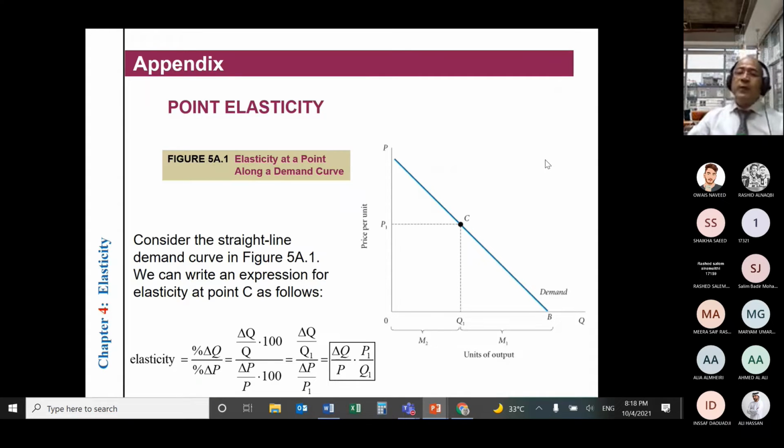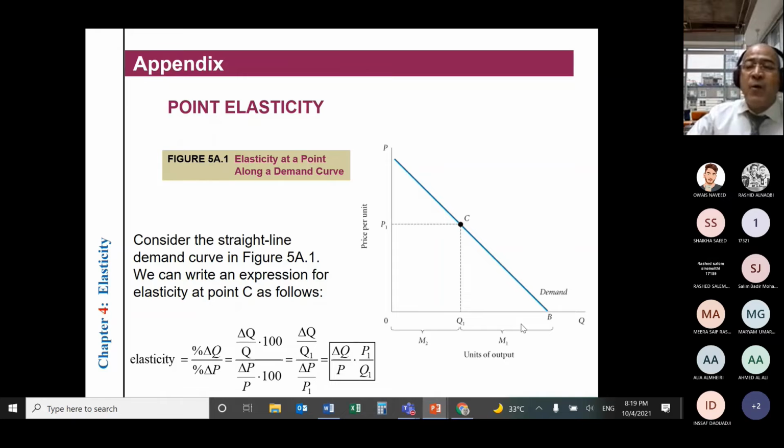So now there is a more accurate measurement of price elasticity of demand, which is called point elasticity, or how to calculate price elasticity of demand at a given point on the demand curve. Let's say I want to calculate price elasticity at point C. So how do we calculate price elasticity at point C?